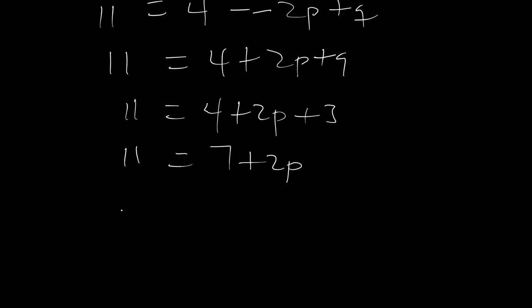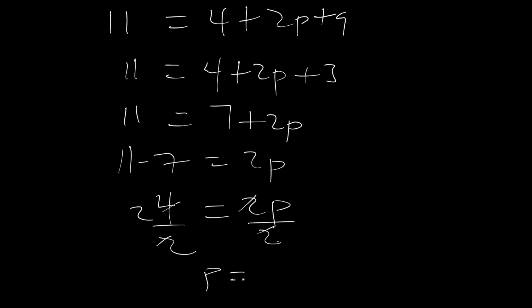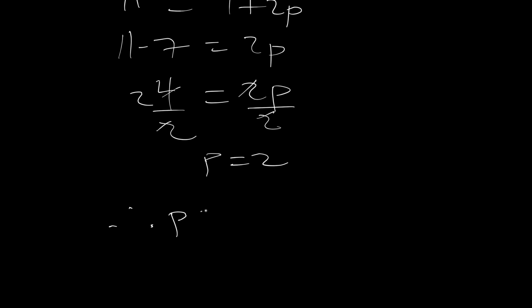When we group like terms, you have 11 minus 7 is equal to 2p. And 11 minus 7 is 4. So 4 is equal to 2p. To find p, we divide both sides by the coefficient of p, which is 2. So here by 2, here by 2. Our p should be equal to 2. So therefore, our p is equal to 2 and our q is equal to 3.